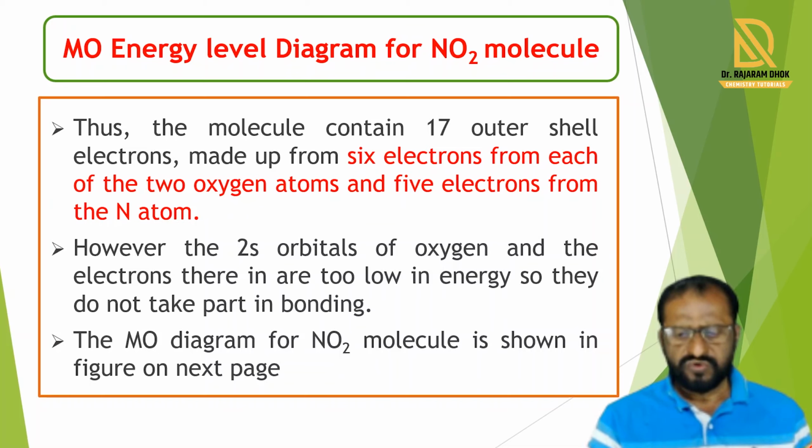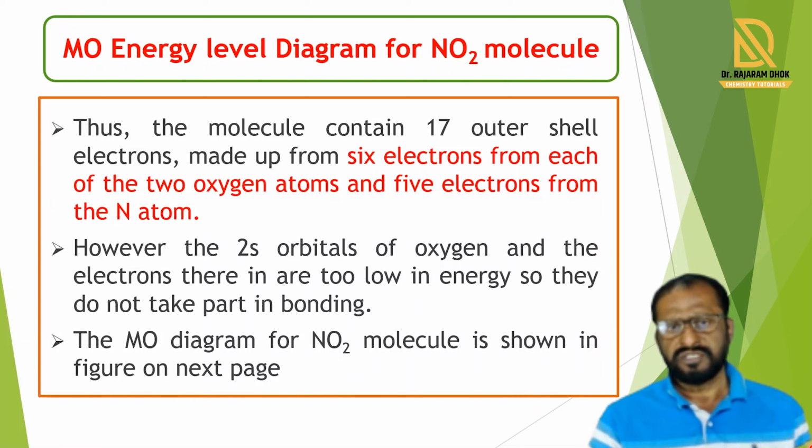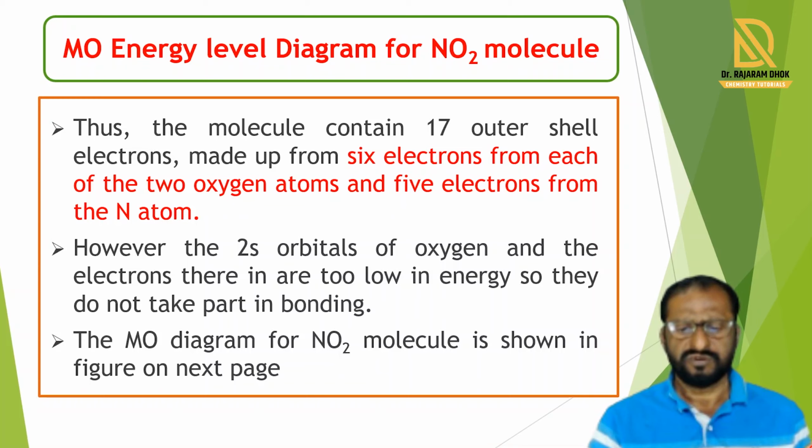Here the 2s orbital of oxygen and the electrons in it are much lower in energy, and because of that, this 2s electron of oxygen does not interact with the 2s electron of nitrogen, and so the 2s electrons of oxygen remain as non-bonding. Now we see the MO energy level diagram of NO2 molecule. How is that diagram drawn?